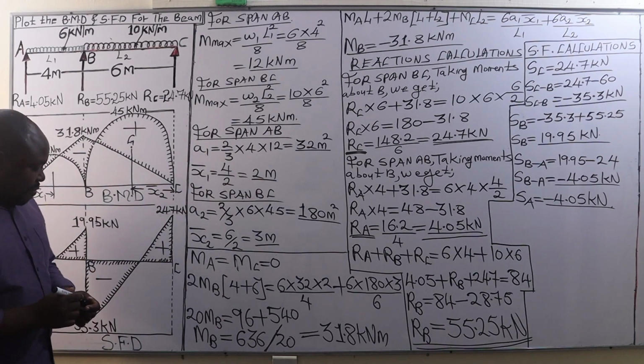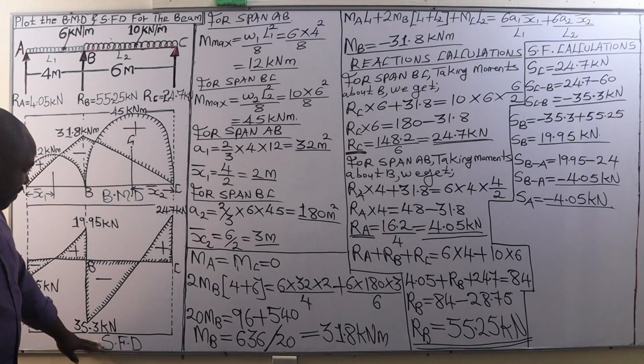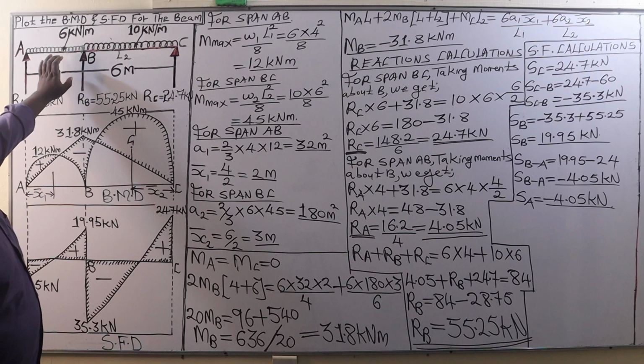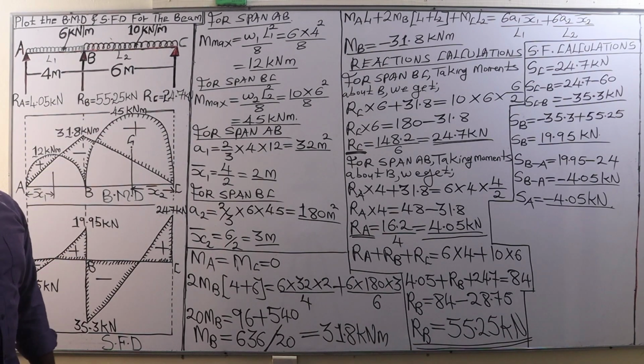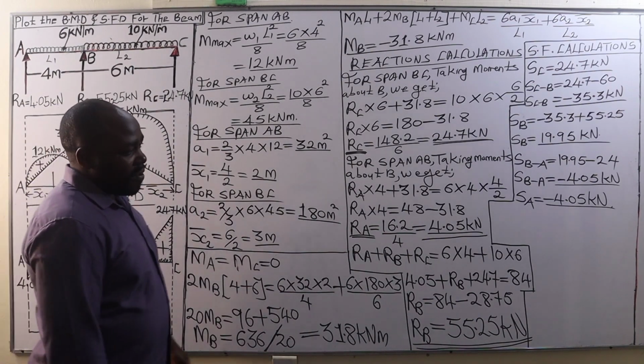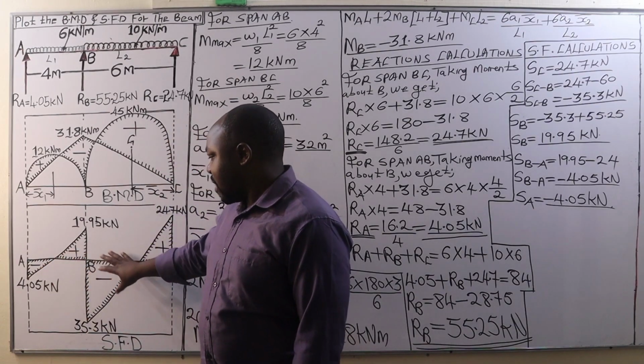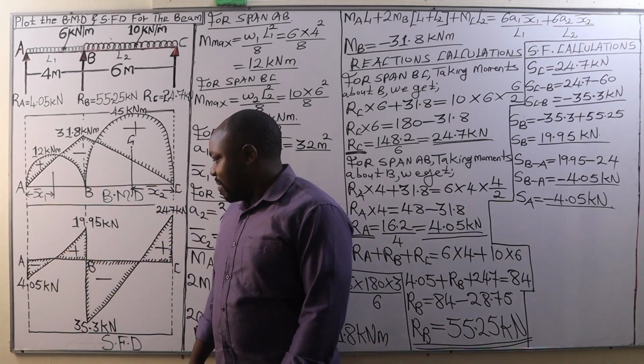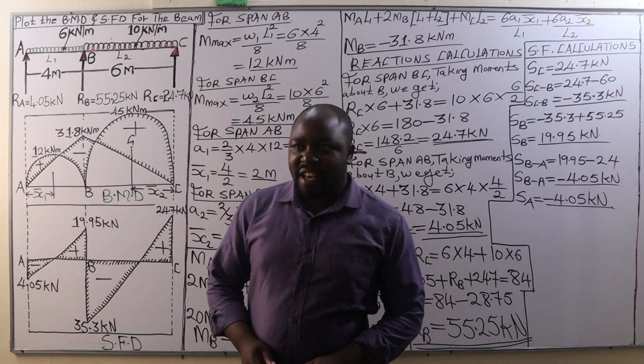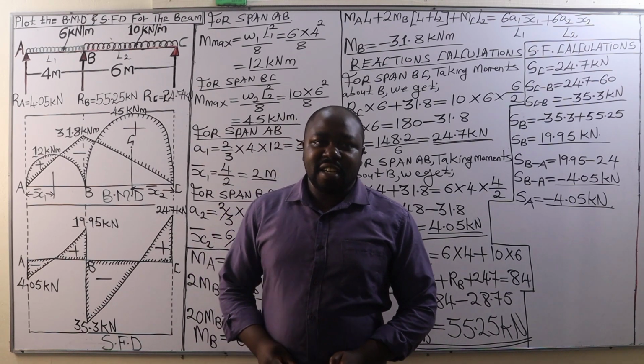Good, so that is how we plot the shear force diagram for such a continuous beam carrying uniformly distributed load over the whole of its span, whereby when we are done, we can shade off the outline so that our S.F.D becomes very clear.